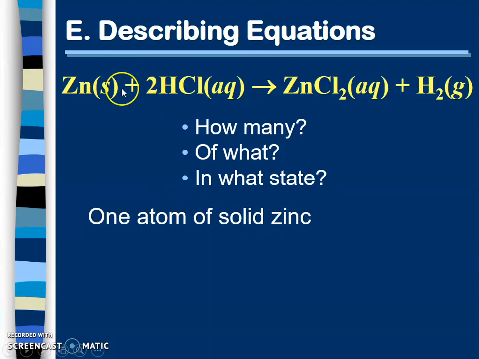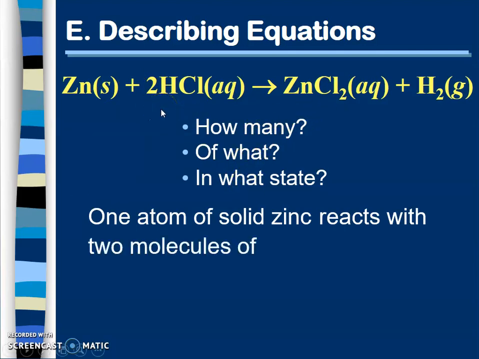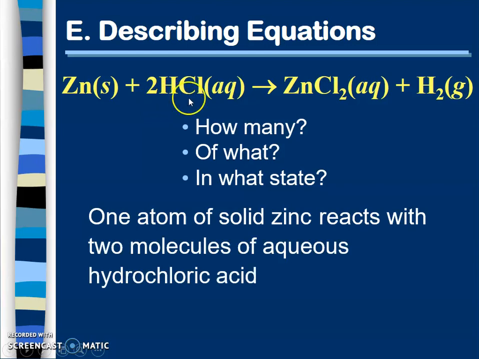Okay, next, the plus sign. So how do I want to say that? I'm going to say reacts with. You could write and if you wanted. You could say plus, that's okay too. So reacts with, and then again, how many, of what, and in what state? I have 2 molecules of aqueous hydrochloric acid. Okay, hydrogen is a nonmetal, chlorine is a nonmetal, so I use the term molecule. 2 molecules of aqueous hydrochloric acid.